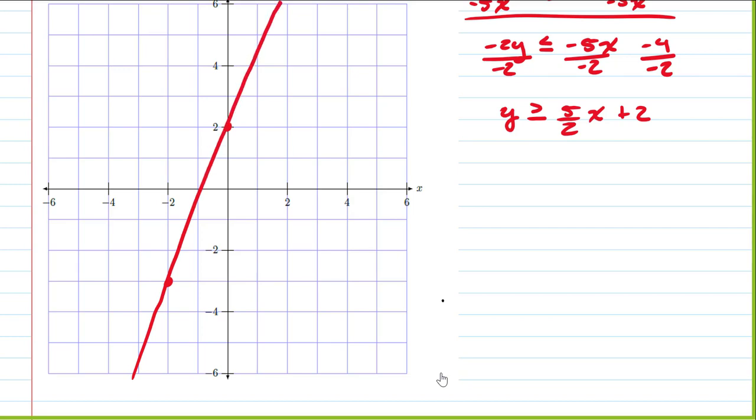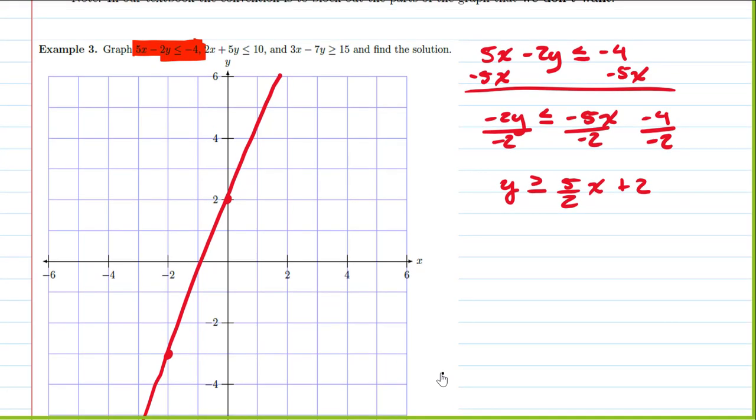And then if we do a checkpoint, we can check 0, 0. If I plug 0 in, is 0 bigger than 0 plus 2? No. So 0 is not bigger than 0 plus 2. So this is false, meaning that 0, 0 is not in the solution set.